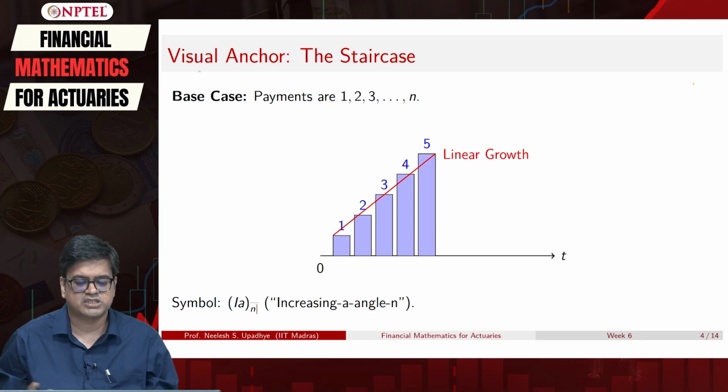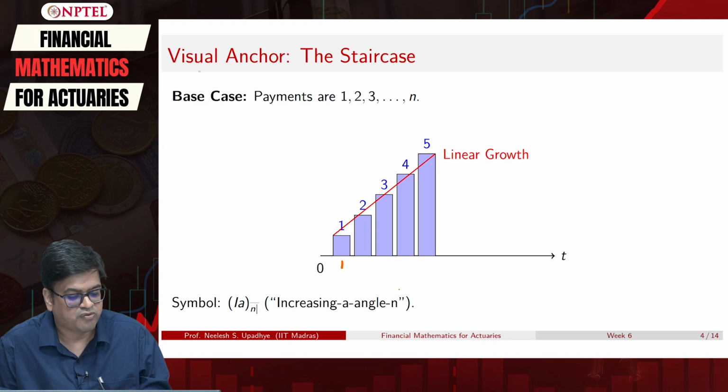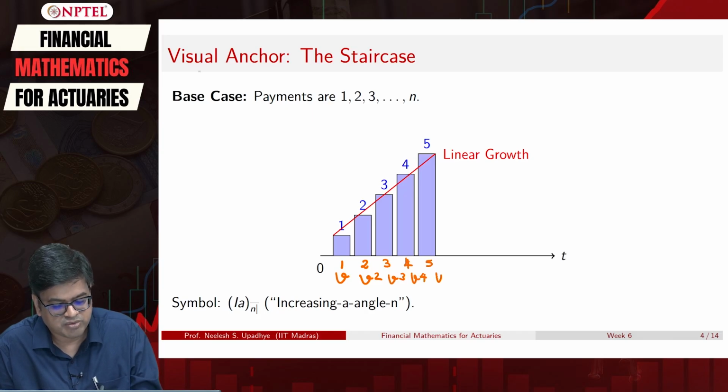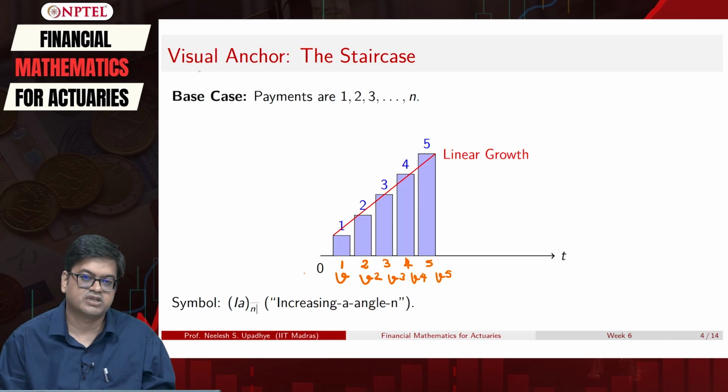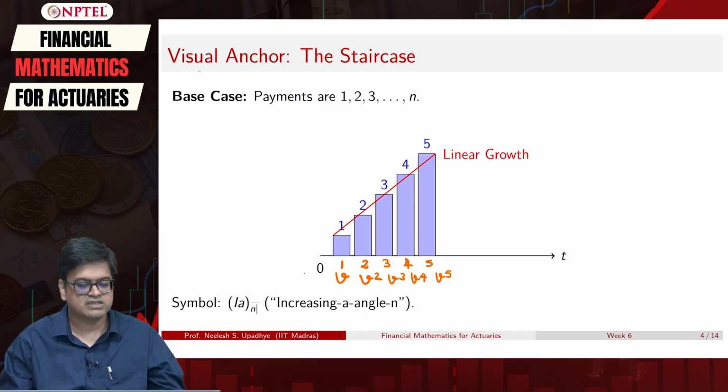By this time you must have mastered this skill. At time point 1 I have 1. To get the present value, I multiply by a factor of v. At time point 2 I have a payment of 2, and to bring it to the present value I multiply by v squared. At 3 I multiply by v cubed, at 4 by v to the fourth, and at 5 by v to the fifth, and I sum over them. That is what we do for finding the present value. We will do a similar thing to derive the necessary formula.